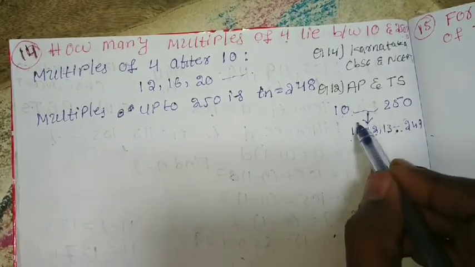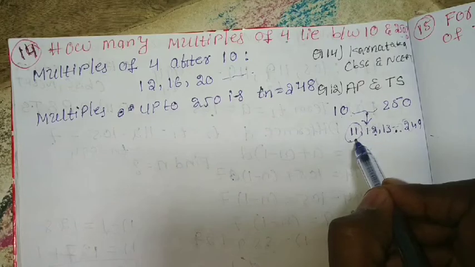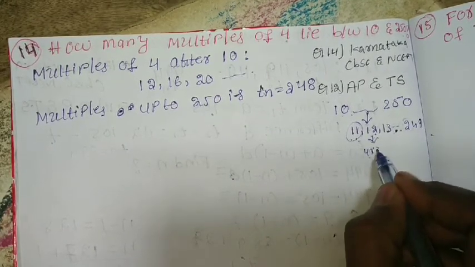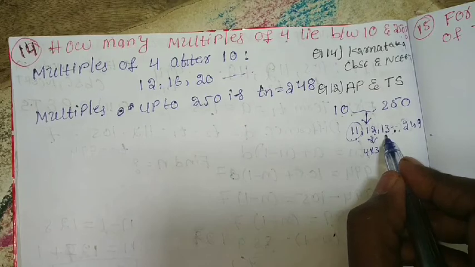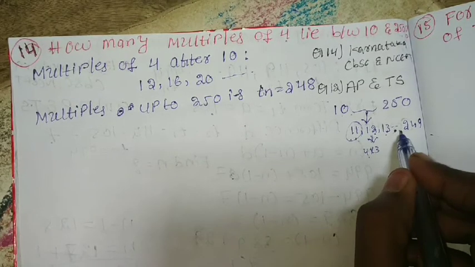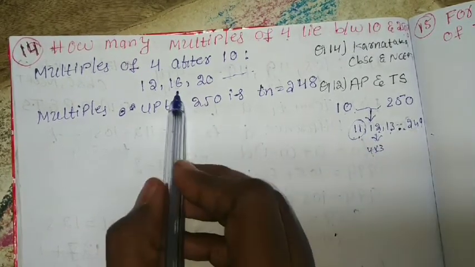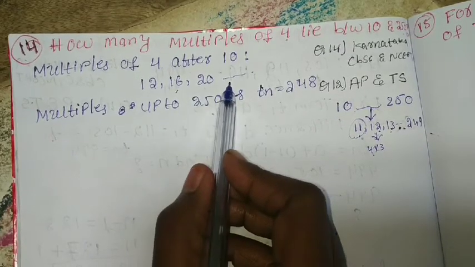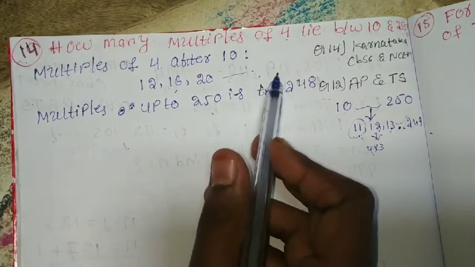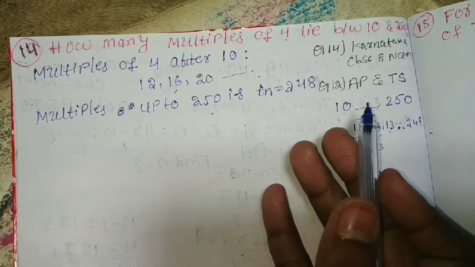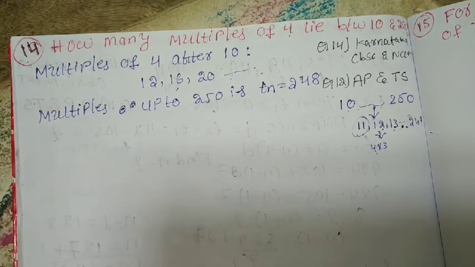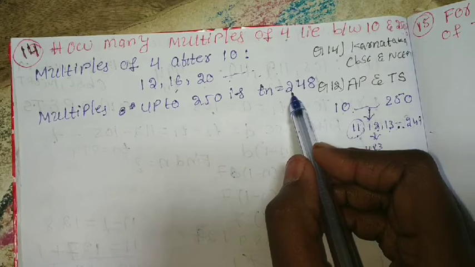See here, 11 is not a multiple of 4, but 12 is a multiple of 4 because 4 3s are 12. Again 13 is not a multiple of 4. What about 15? No. But 16 is also a multiple of 4 because 4 4s are 16. 4 5s are 20, 4 6s are 24, 4 7s are 28, 4 9s are 36, 4 10s are 40, like that. But what is the last term? I am saying here the last term is 248.